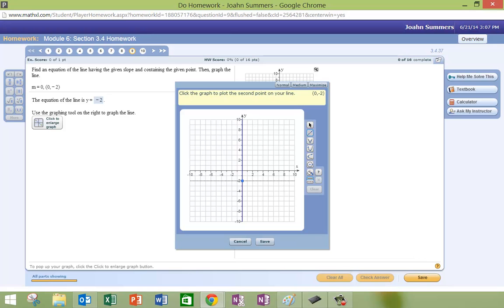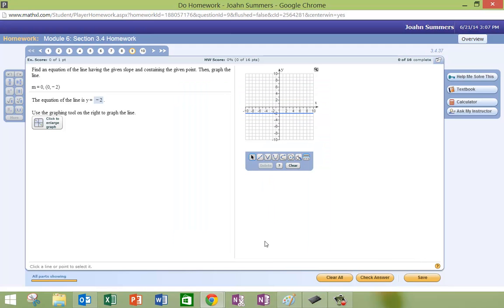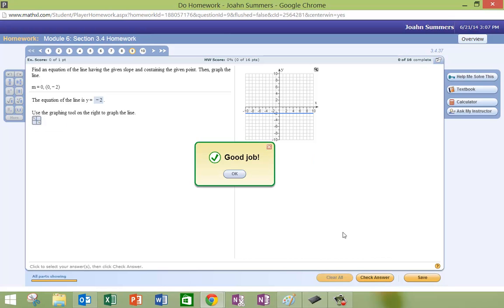Now to get my second point, it tells me the slope is 0. That means there is no rise. So I choose another point that will be horizontal from the y equal -2, because y will always be -2. So for any x that I choose, y is -2. So I save and check the answer.